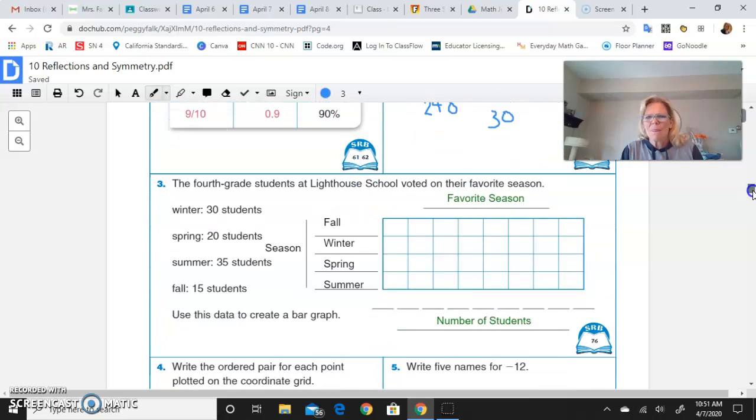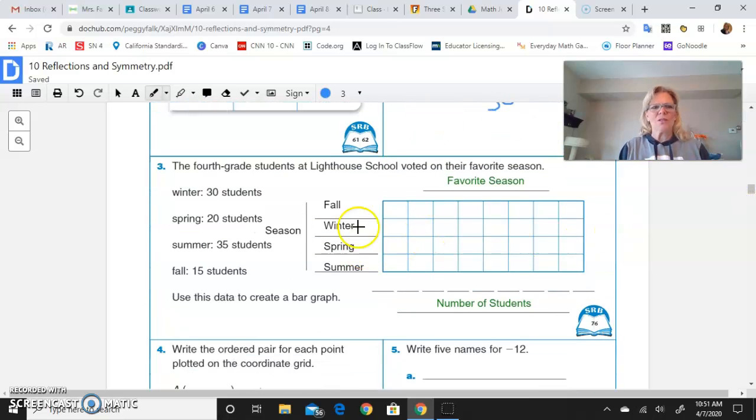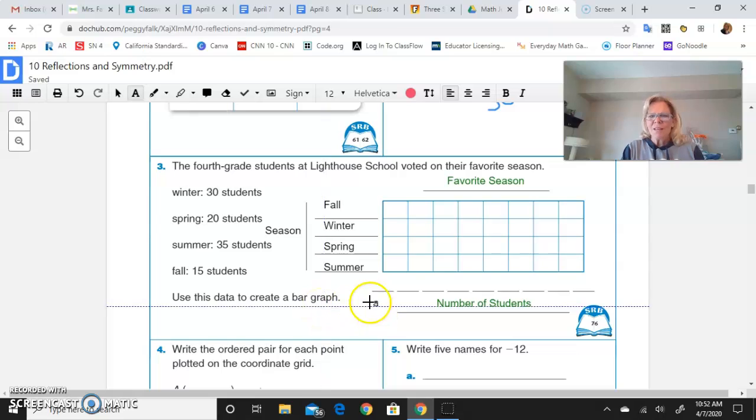All right. Now here, I already started this one. I used this add text tool to write up here. The title for this graph would be favorite seasons. Okay, seasons, I could not get this to rotate counterclockwise. So I labeled this side the seasons, and then I have the fall, winter, spring, and summer seasons. Down here would be the number of students. So now I have to figure out what the numbers are going to be here.